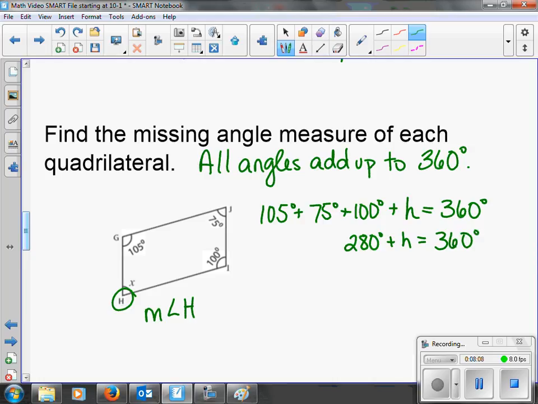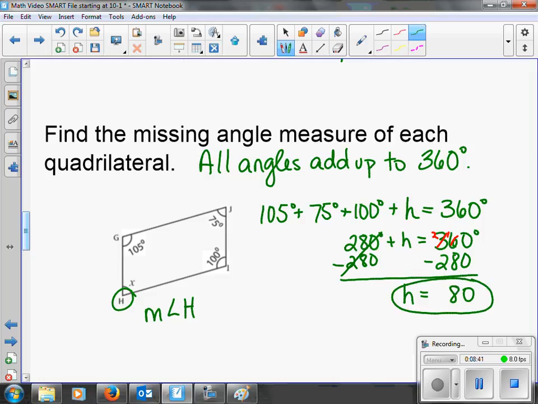Okay, again, the procedure is still the same. I want to get H by itself, so I have to figure out what H has to be for 280 plus H to give me 360. So I'll subtract 280, nice and neat here, and then H equals what? Well, I've got to borrow. Okay, so we get 16, so we get H to equal 80 degrees. So the measurement of angle H is 80 degrees.